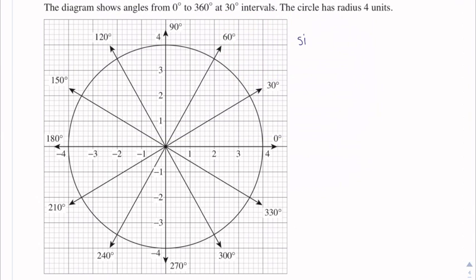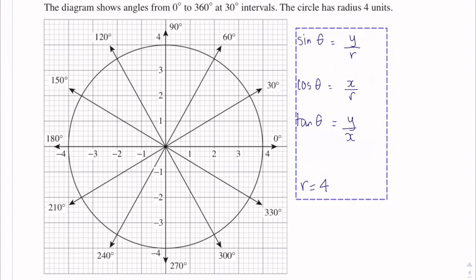Remember, sine theta is y over r, cos theta is x over r, and tan theta is y over x. And with this question, r is 4. So these are really important.